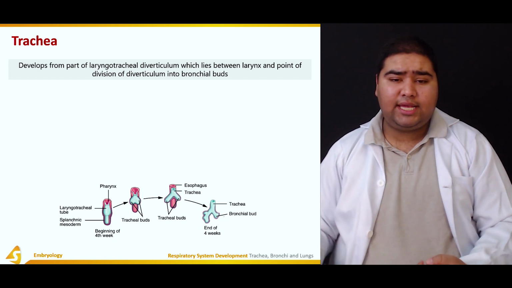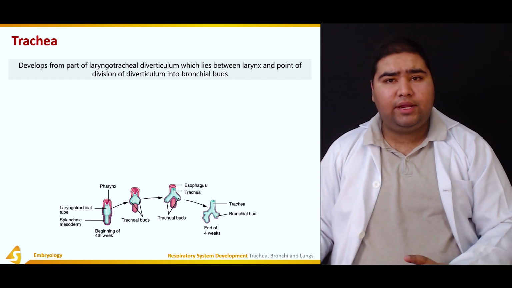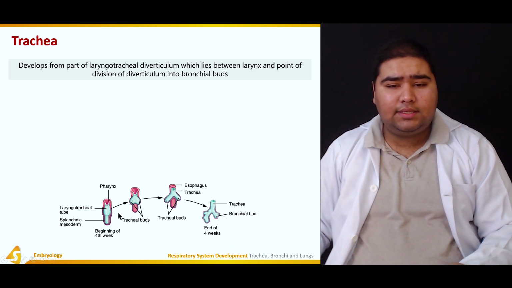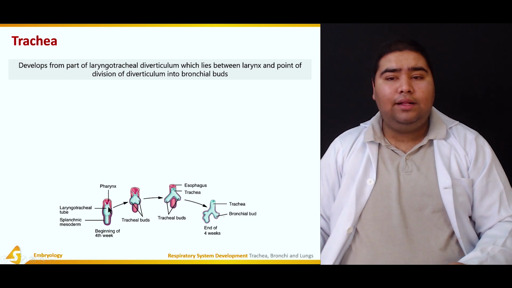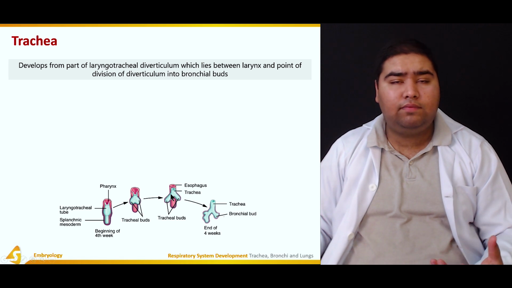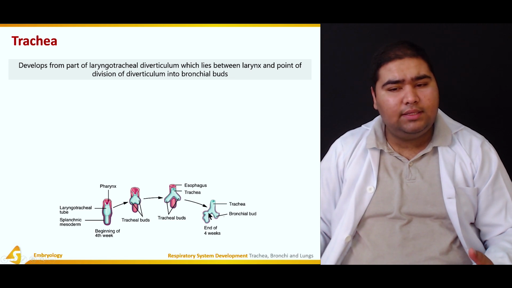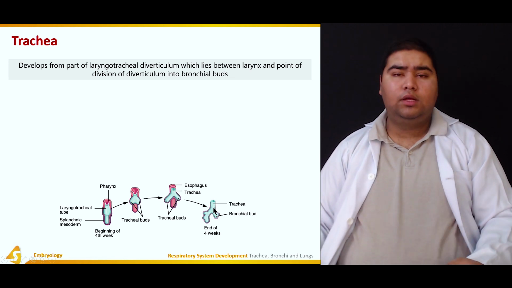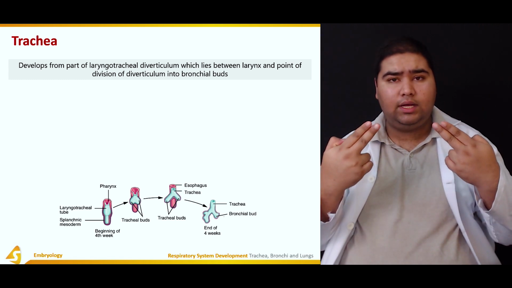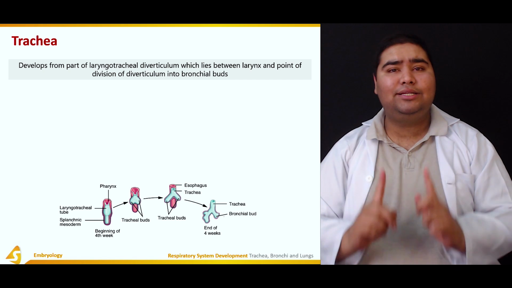The development of the trachea takes place from this laryngeotracheal bud or the respiratory diverticulum, but from which portion? The portion which lies between the pharynx, this is the upper portion of the pharynx, and the point where it divides into two buds or the bronchial buds. So these are the bronchial buds. This is the trachea. So the upper portion was the pharynx, the lower two divisions were the bronchial buds. In between this upper portion and these lower divisions lies the trachea.